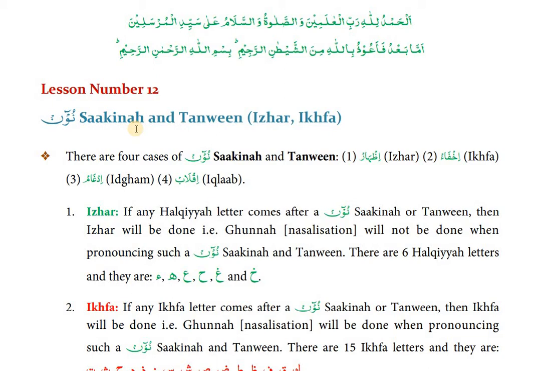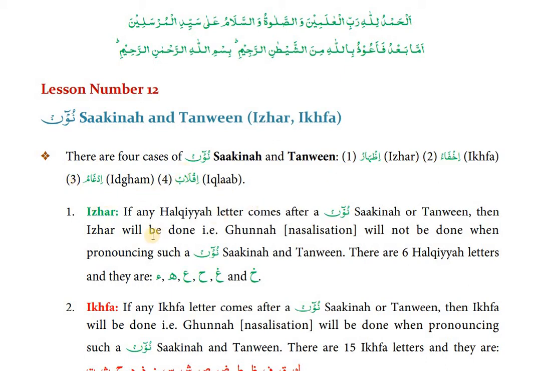Here in this lecture, we will learn about the four cases of noon sakin and tanween. We learn their names, and we also learn the two cases of Tajweed. So let's start. There are four cases of noon sakinah and tanween. First one, Izhar. Second one, Ikhfa. Third one, Idgham. The fourth and last one is Iqlab.